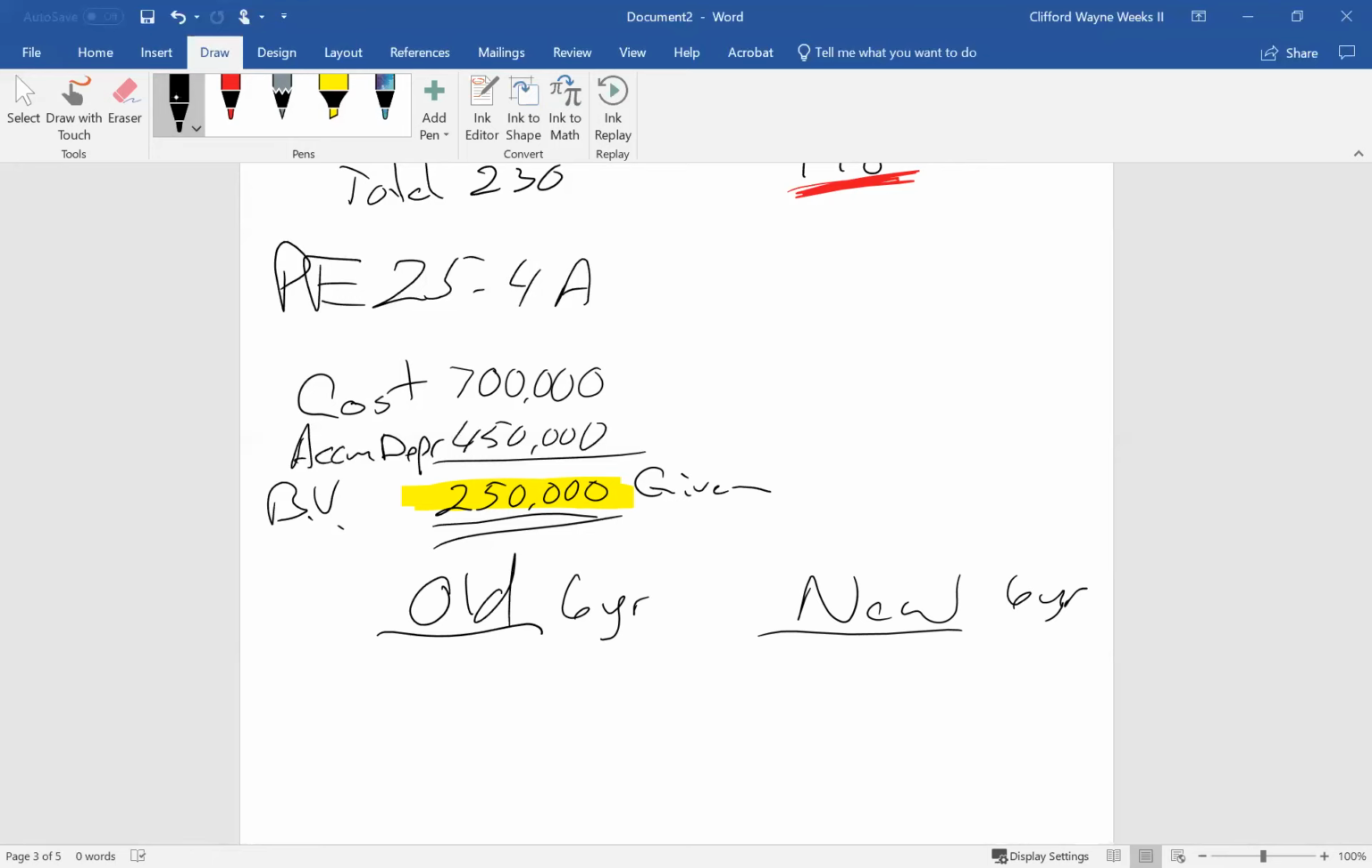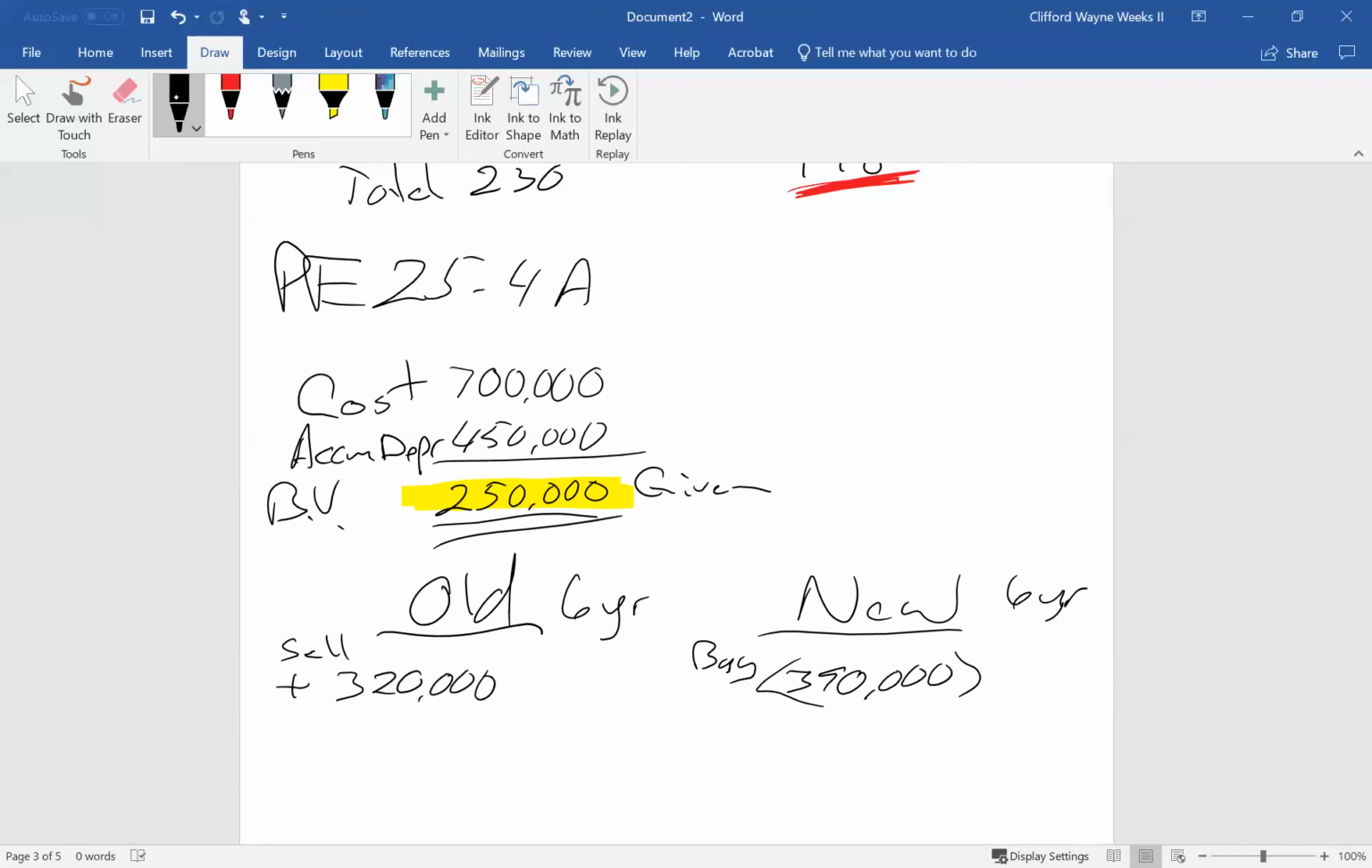Because it's told us that we could sell it for 320. This is the sell. But then we have to buy. So the selling price is relevant, but that purchase price, excuse me, 390, is also relevant.